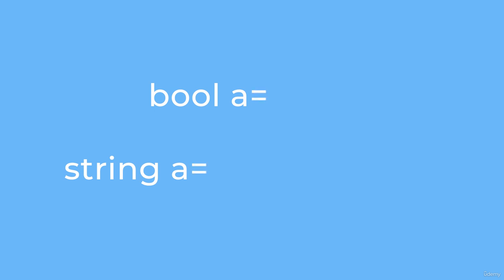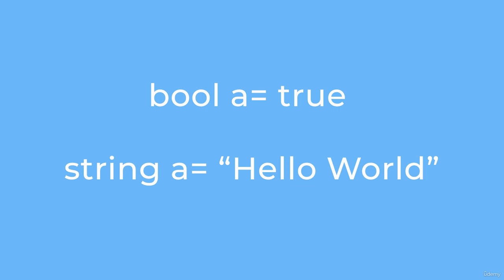To use them, first we need to specify the data types followed by the name of a variable. In order to put the value, we just have to write an equal sign, and now we can give the value accordingly.